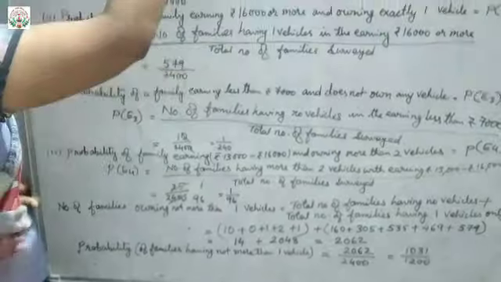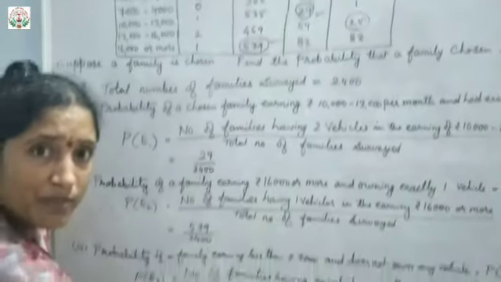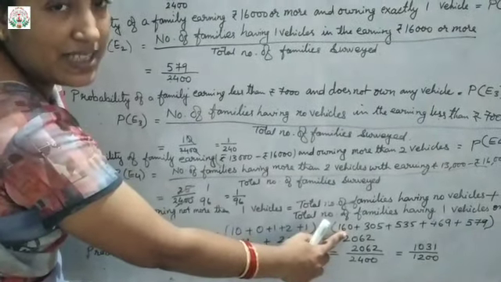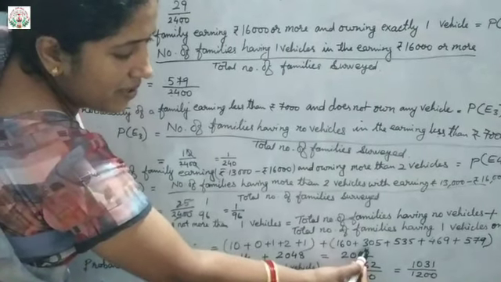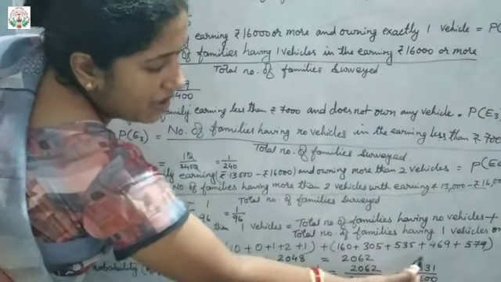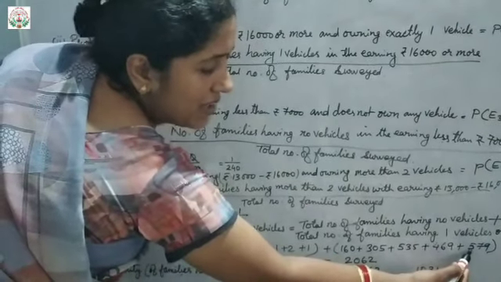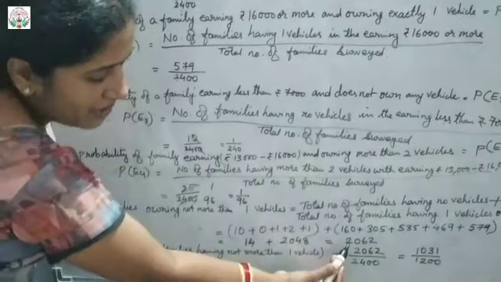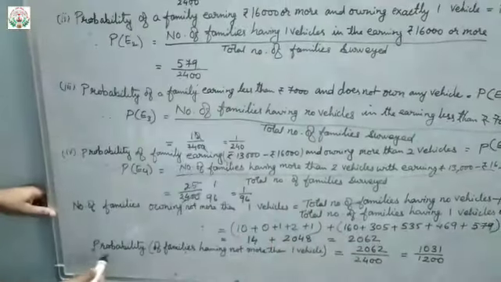That means the total number of families having no vehicle plus the total number of families having one vehicle only. So the families having 0 vehicles, all the data will be added up, plus the families having exactly one vehicle: that is 160, 305, 535, plus 469 and then plus 579. When these two are added up, how much are we getting? 2062.